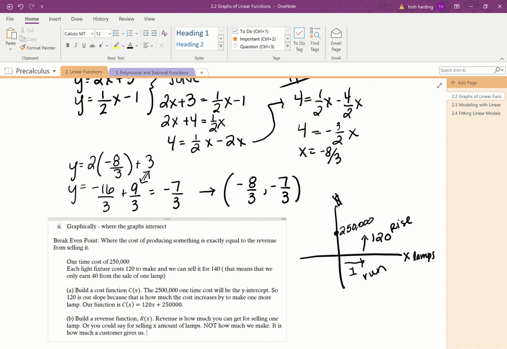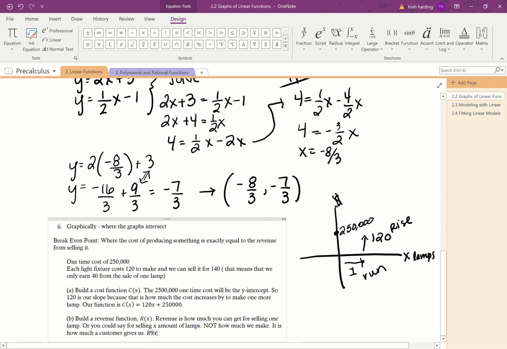Which means that the revenue is just going to be a linear function that is x times the amount we sell a lamp for. And what that says is when we multiply the amount we sell a lamp for times the number of lamps we sold, that is how much money we have made.